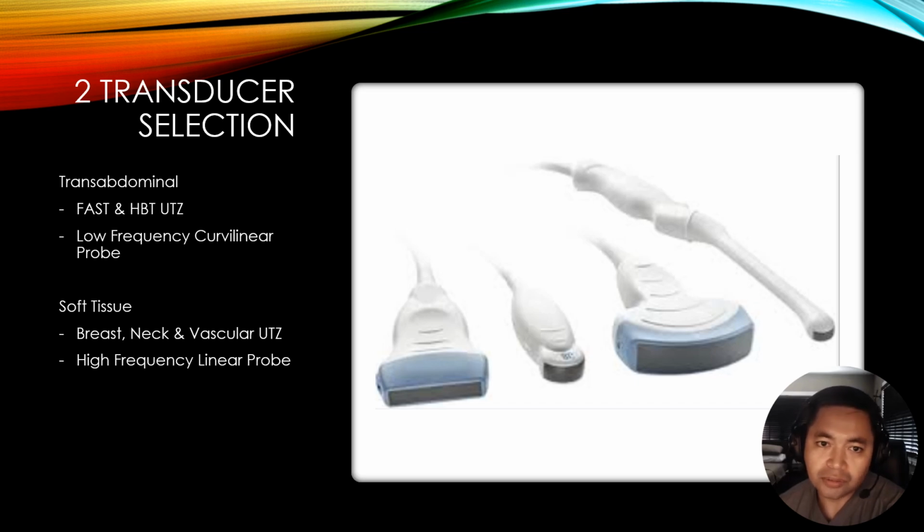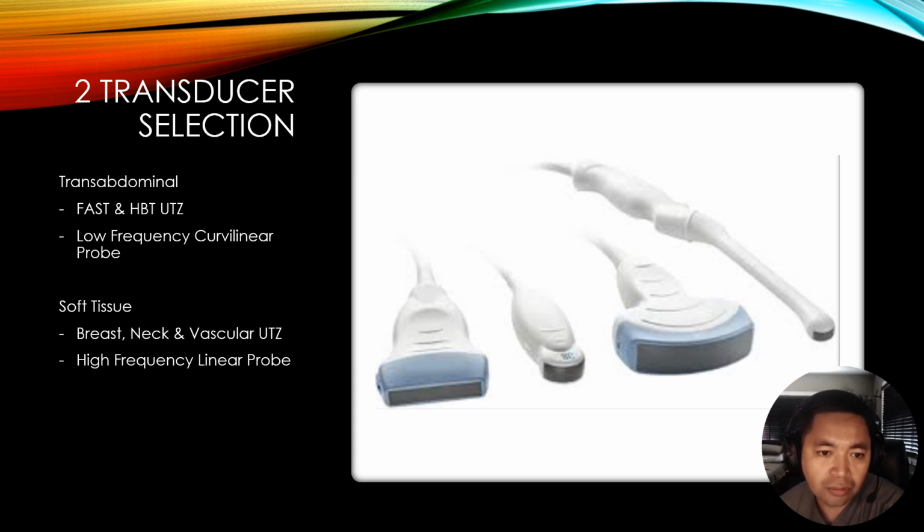Selecting the proper transducer to use is a very important, if not the most important step in using the ultrasound. The ultrasound probe you should use should be based on the application you are performing. In general, transabdominal ultrasound applications like FAST and HBT ultrasound use the low-frequency curvilinear probe like the third one from the left in the picture.